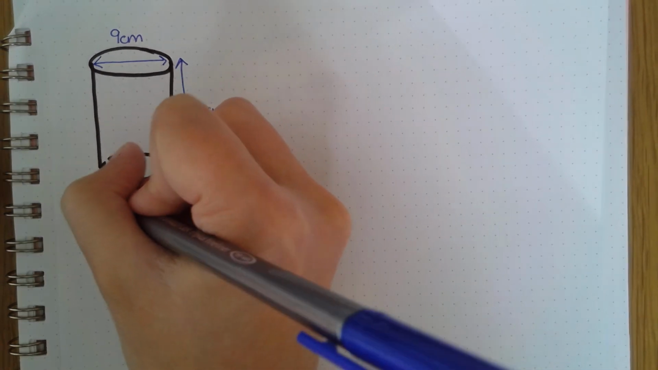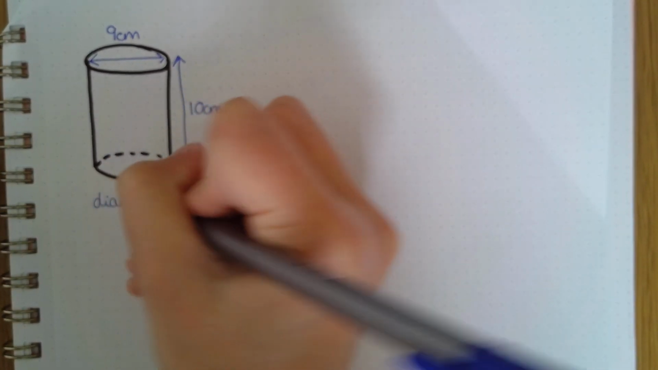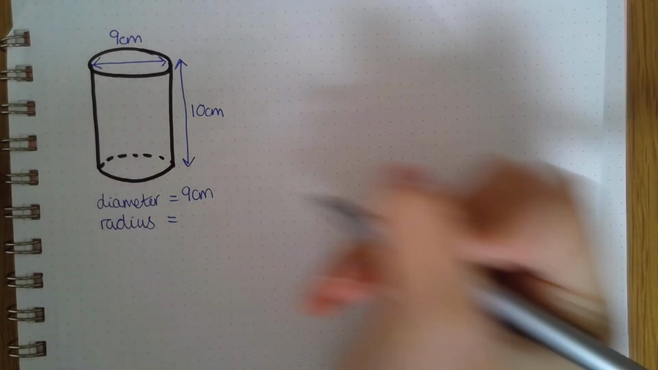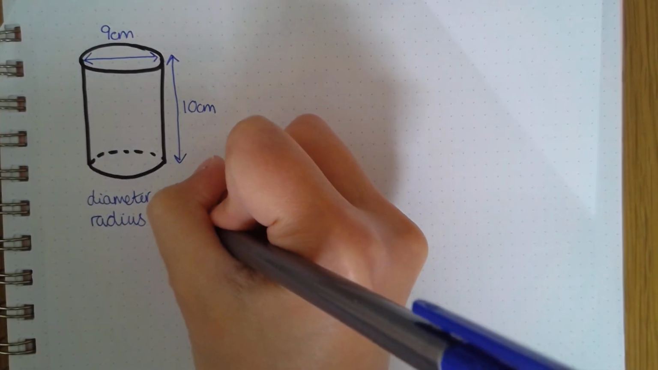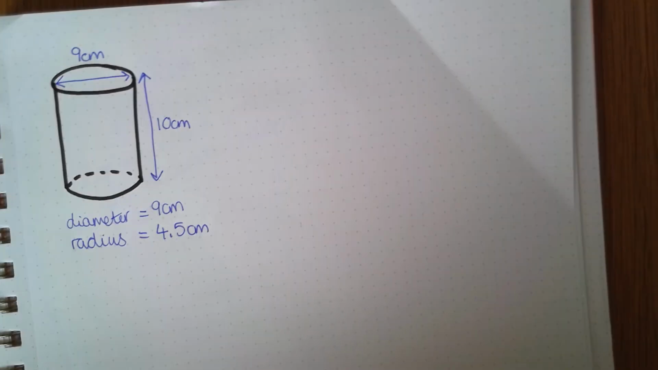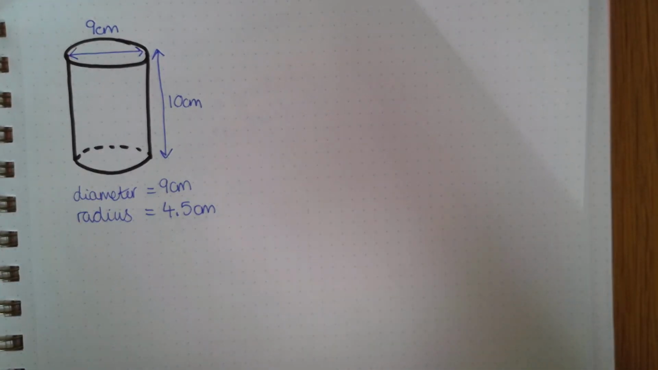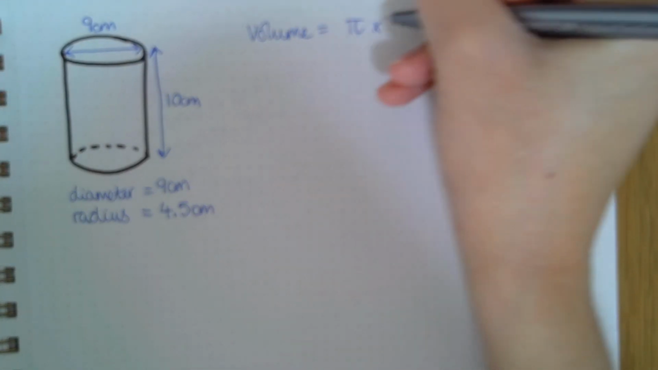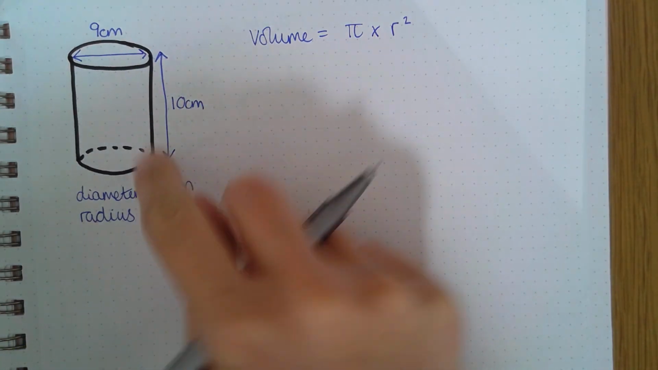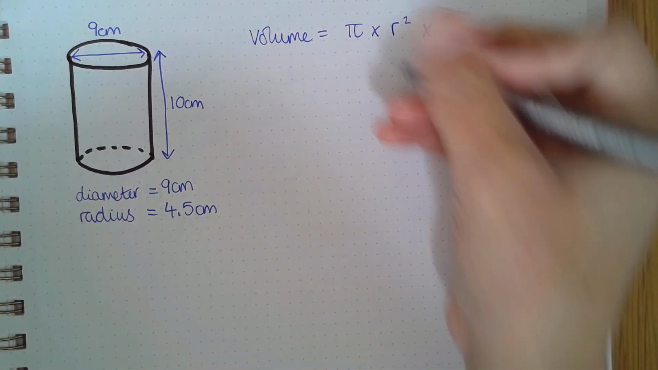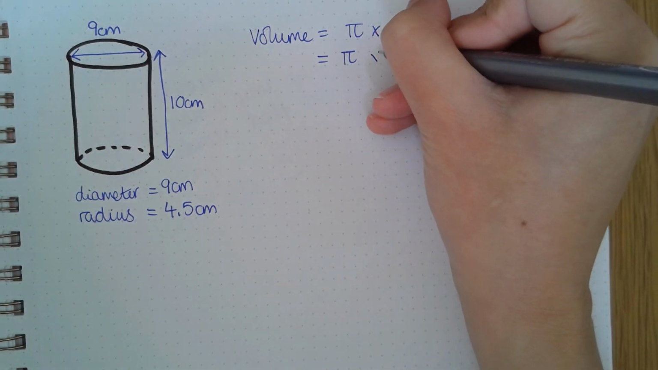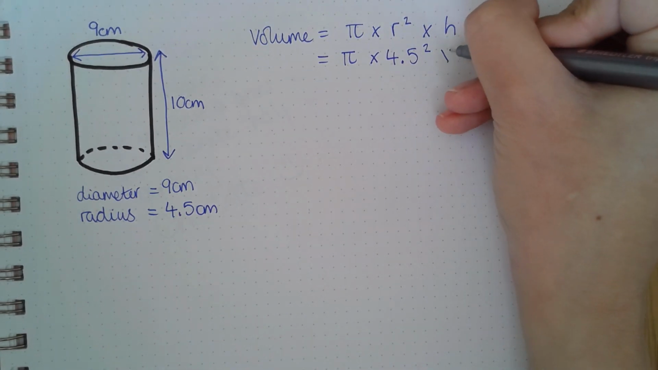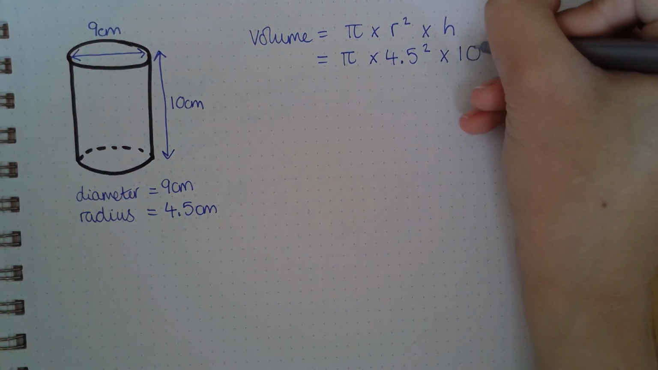So we're going to write down diameter equals 9 centimeters. So the radius is equal to, well, half of 9 is 4.5 centimeters. You can use your calculator. You can do 9 divided by 2 if we didn't know that. So we've got volume equals pi times r squared, that's the circle on top, times by height. Okay, pi stays the same, it's on our calculator, it's a number. R for radius is 4.5 squared, times the height is 10.